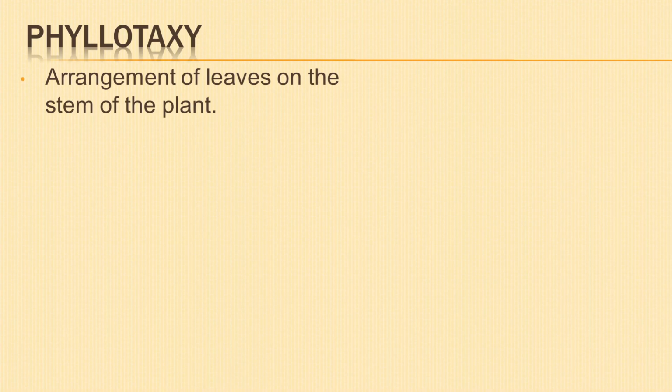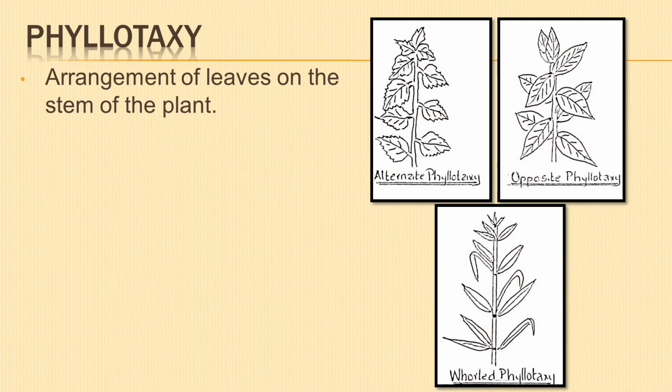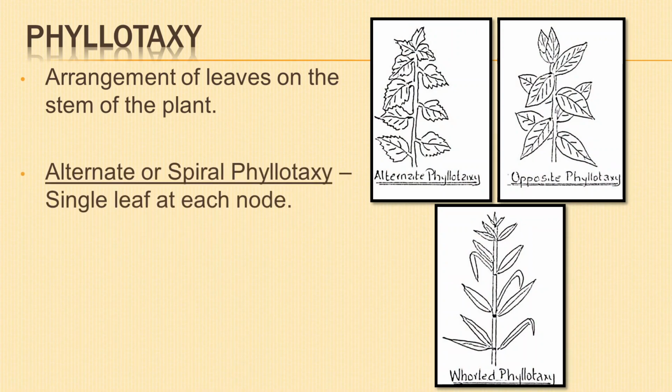It is the arrangement of leaves on the stem of the plant. Different types of phyllotaxy in plants are as follows. Alternate or spiral phyllotaxy. A single leaf arises at each node, as in China rose. The leaves in this case are seen to be spirally arranged round the stem.